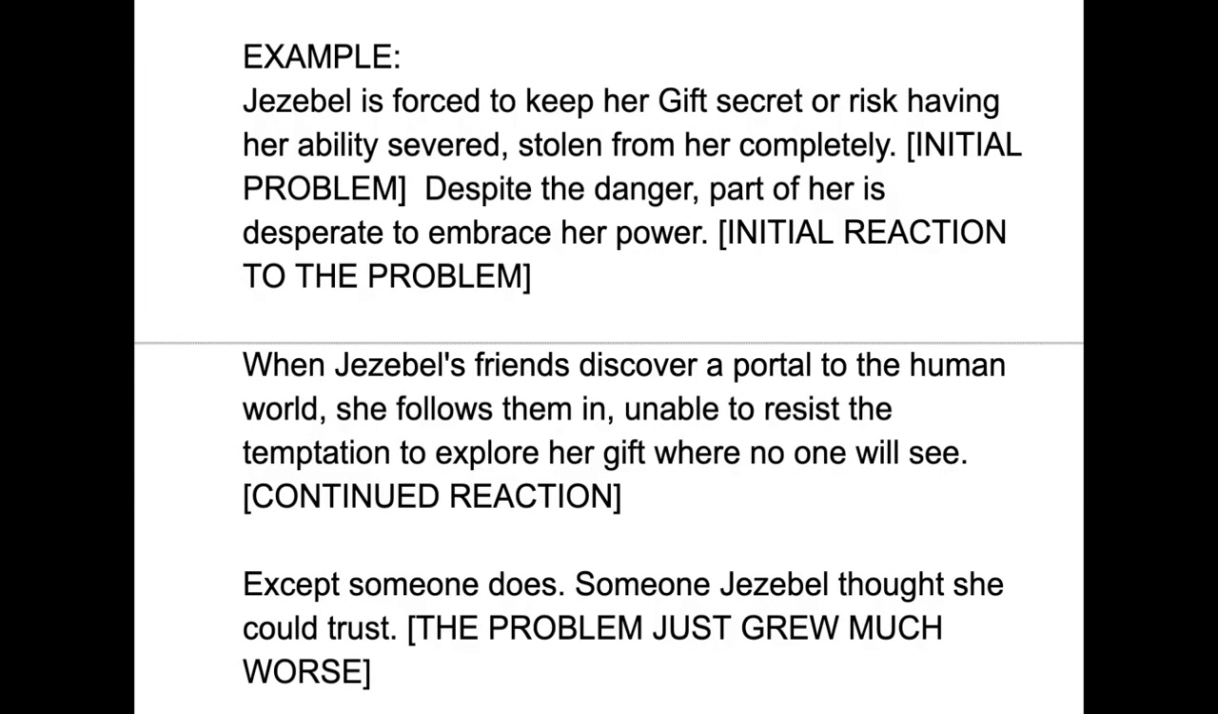Jezebel is forced to keep her gift secret or risk having her ability severed, stolen from her completely. That's that initial problem. Despite the danger, part of her is desperate to embrace her power. That's her initial reaction to the problem, right? And then the reaction continues in the next paragraph. When Jezebel's friends discover a portal to the human world, she follows them in, unable to resist the temptation to explore her gift where no one will see. Except someone does. Someone Jezebel thought she could trust. And then I put in big parentheses here, all caps, the problem just grew worse. So it's the same problem, right? We're just expanding on it and making it clearly get worse.